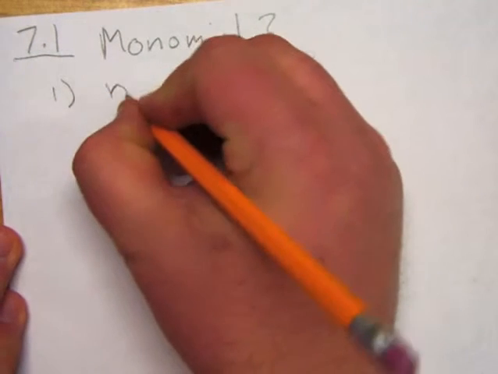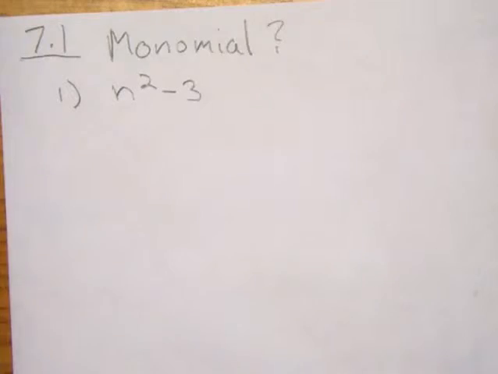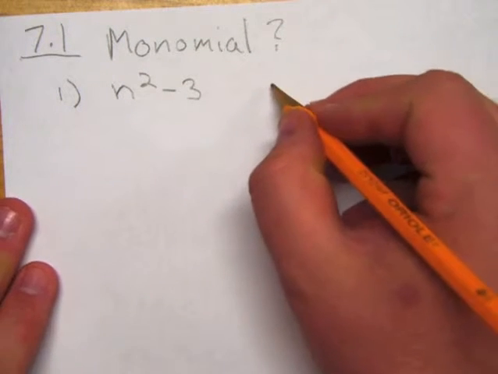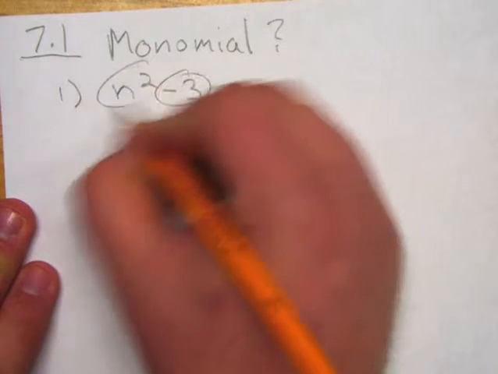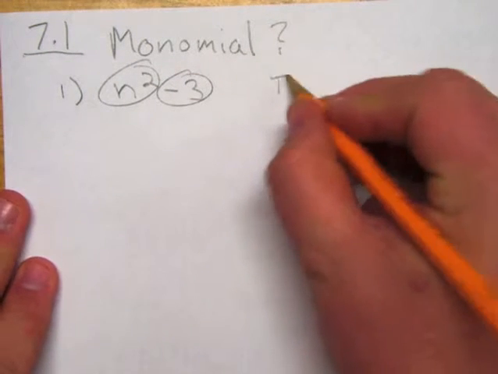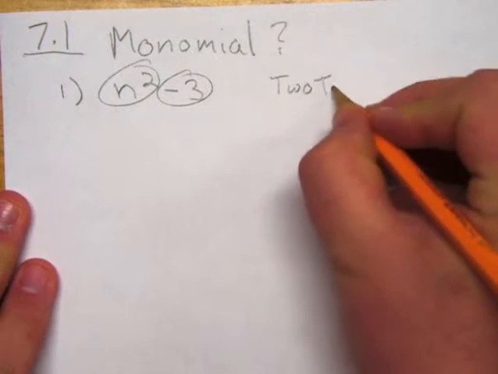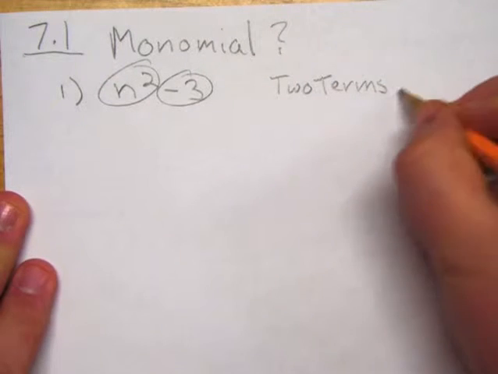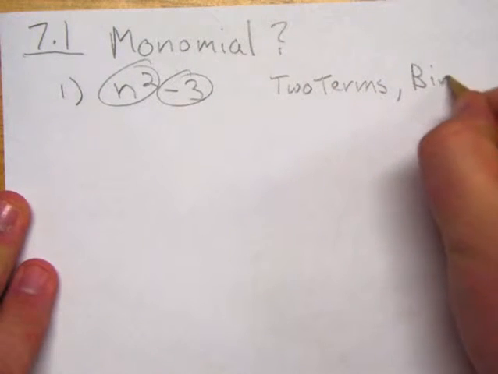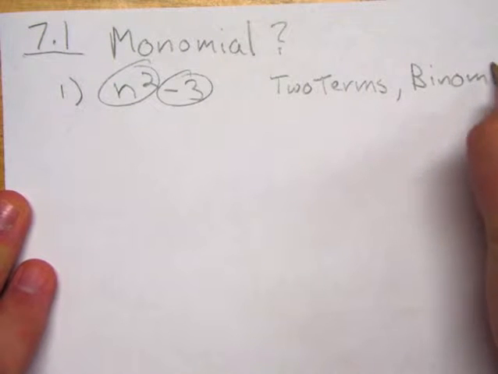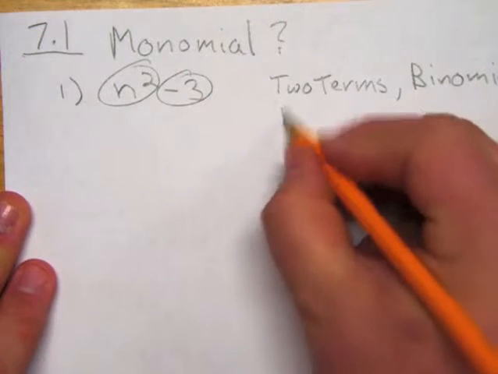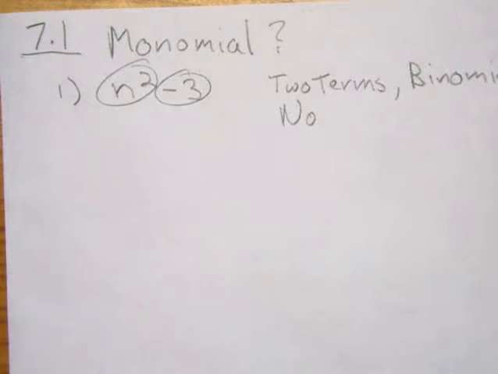So for problem number 1, n squared minus 3. Is that a monomial? No. How come? Minus sign. Well, yeah. This is one term, this is another term. It's two terms. So what do we call that? Binomial. So the answer, yes or no, is no, it is not a monomial, right? Two terms.